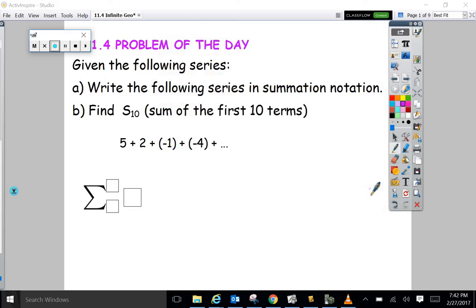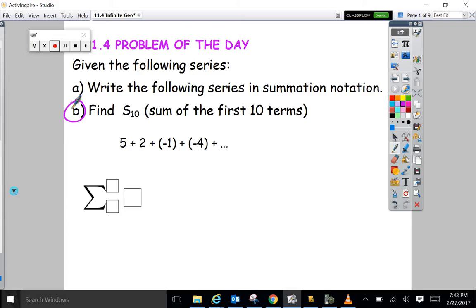Alright, good morning. Today we're going to look at infinite geometric series, but before we do that, we're going to warm up from a problem from yesterday. I want you to write the following series in summation notation, and then notice I've changed B. Instead of finding the sum of the series, because it's an infinite arithmetic series, we want to find S10, the sum of the first 10 terms.